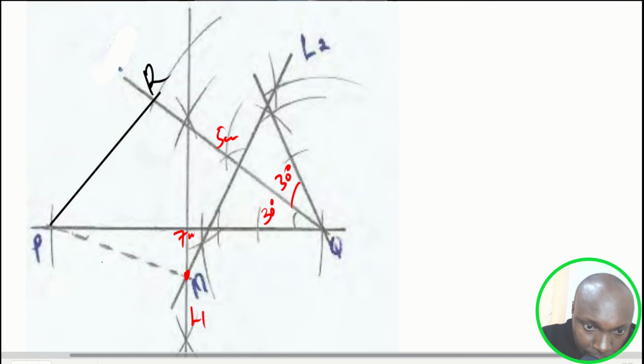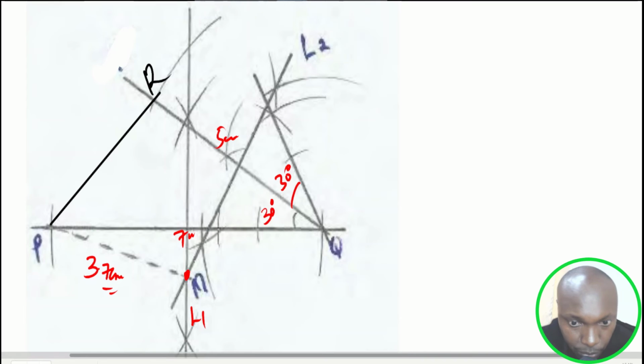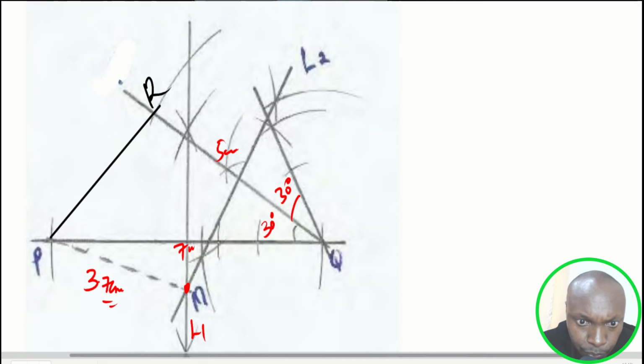So measure PM, and by measurement you're supposed to get 3.7. You can confirm that this is the solution. So that is how we work out intersecting loci.